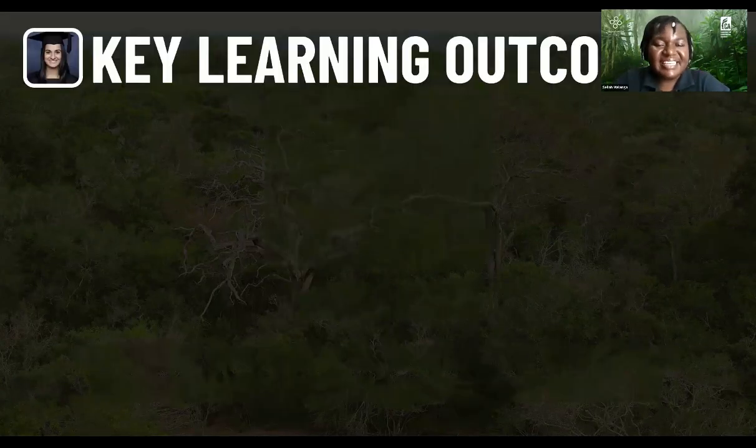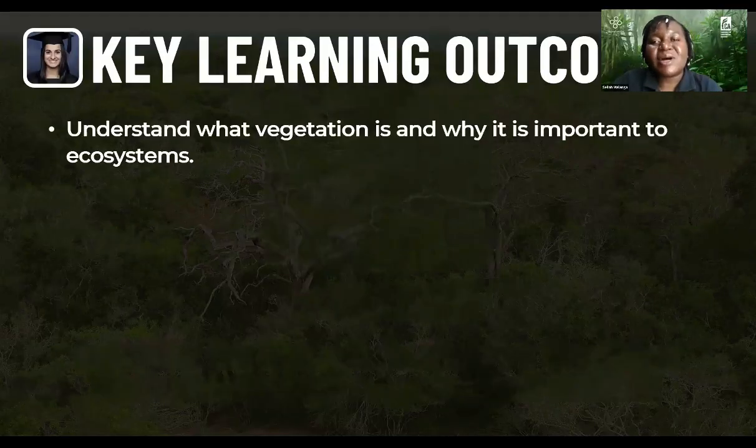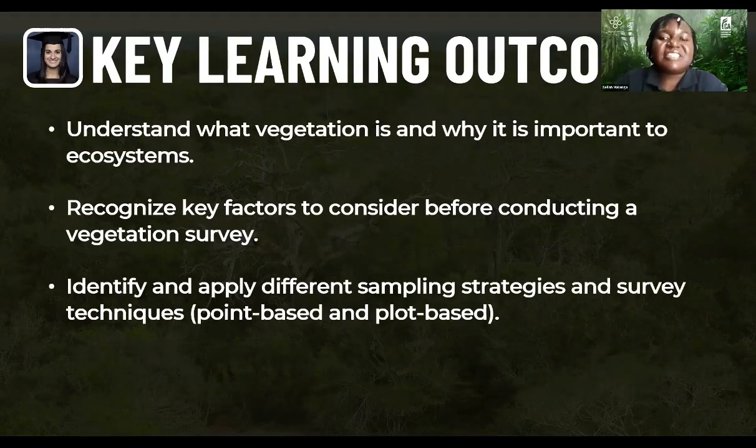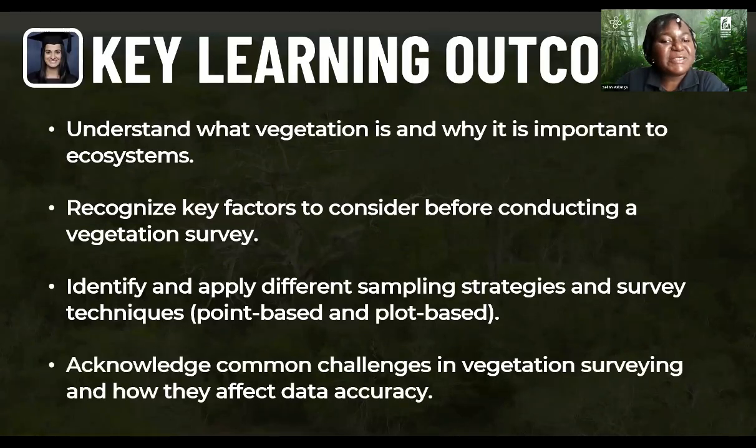By the end of Nikita's talk, you should be able to, 1, understand what vegetation is and why it is important to ecosystems. 2, recognize key factors to consider before conducting a vegetation survey. 3, identify and apply different sampling strategies and survey techniques. Lastly, you should be able to acknowledge common challenges in vegetation surveying and how they affect data accuracy.